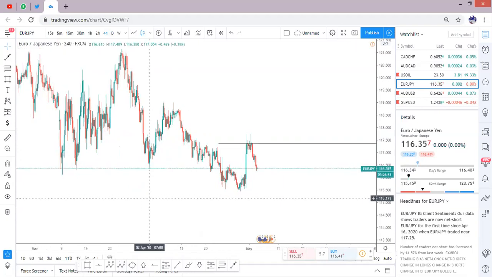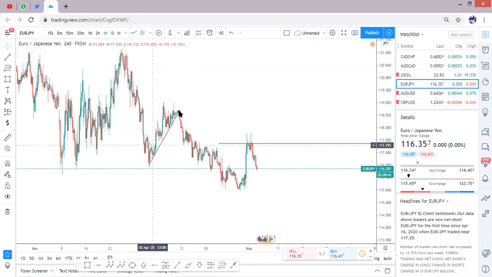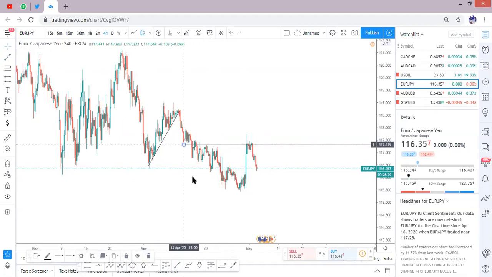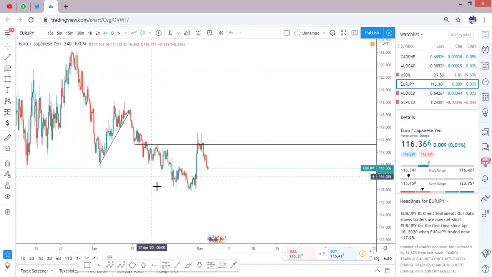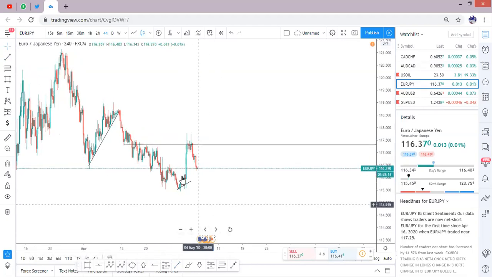You can see this nice ascending channel. I so much love this pair. This nice ascending channel and the drop. So after the drop, we have a retest of this area, very nice one. We have a little bullish flag here, which gave us this movement.